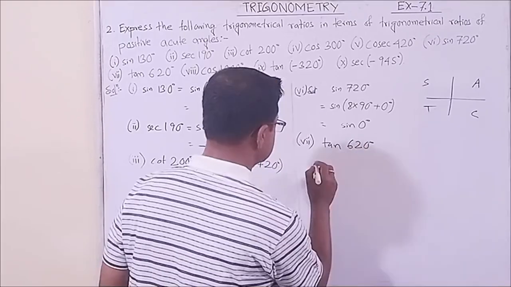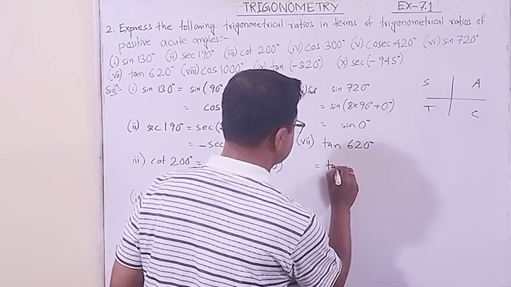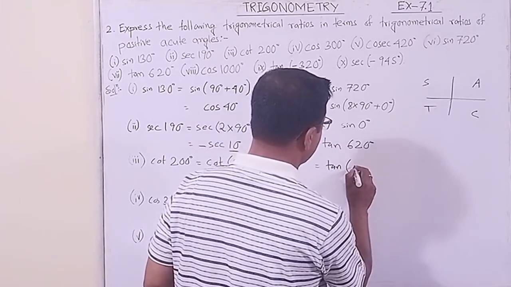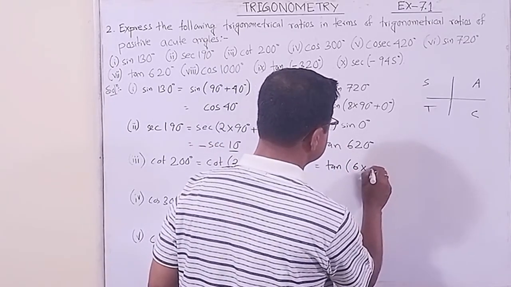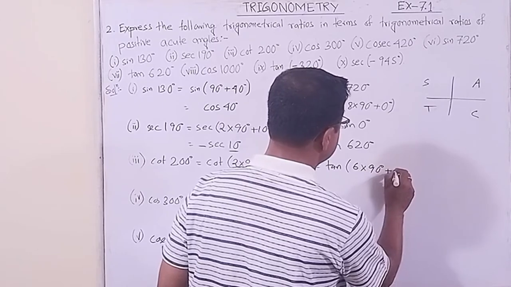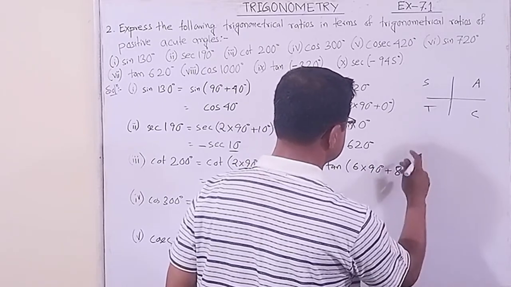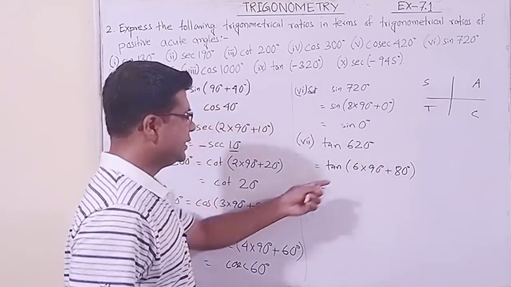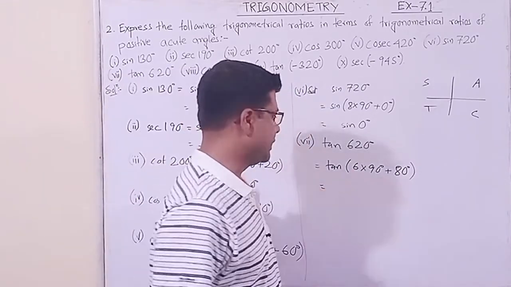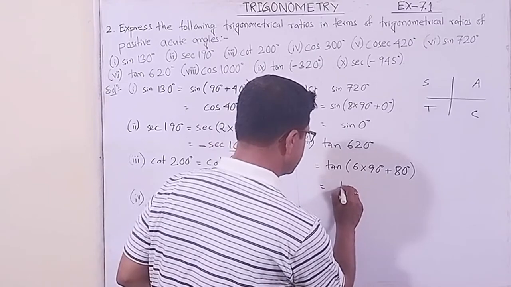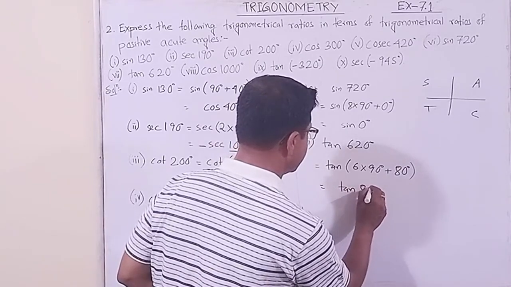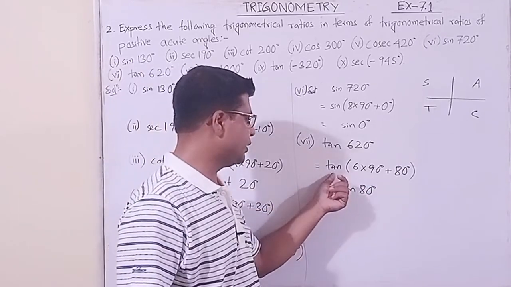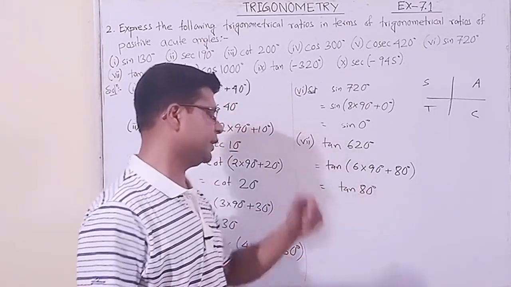Number 7 is this one, tan of 620 degree. So this can be written as tan of, in terms of 90 degree we have to convert it. Okay, you see, this is 6 into 90, 540, plus 80 degree. So you see here, this is an even multiple of 90 degree. So obviously it will not change. Tan 80 degree, tan will remain as tan. Okay, if it were an odd multiple, then tan is converted to cot of 80 degree.